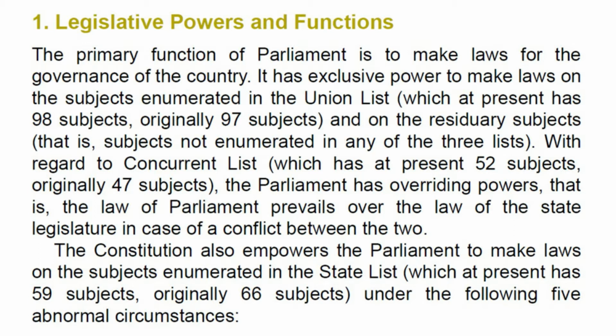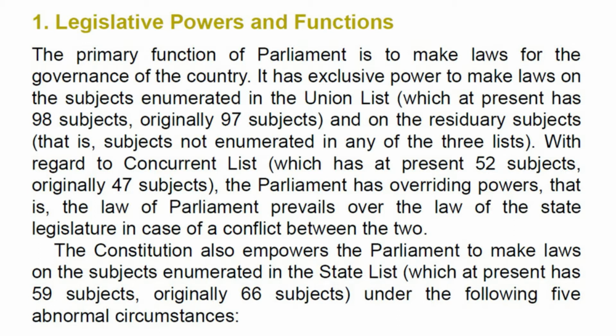With regard to the Concurrent List, which has at present 52 subjects, originally 47 subjects, the Parliament has overriding powers, that is, the law of Parliament prevails over the law of the state legislature in case of a conflict between the two.